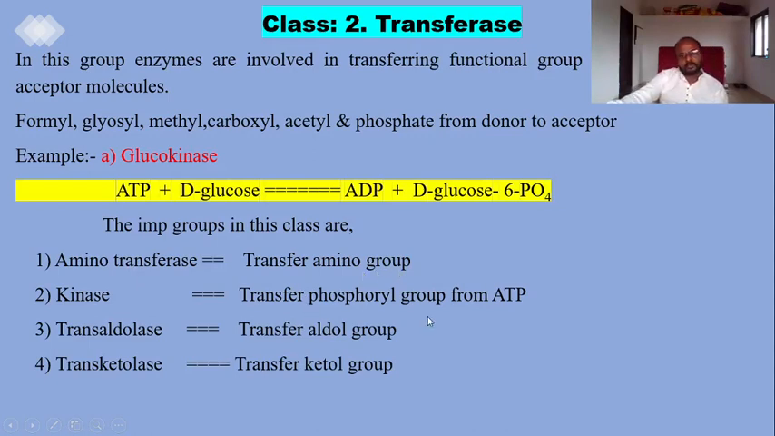When it transfers the phosphoryl group from ATP, then it is a kinase. When it transfers an aldol group, then it is a transaldolase, and when it transfers a ketone group, then it is called a transketolase. So this is the second class of enzymes, where groups are transferred between donor and acceptor molecules.